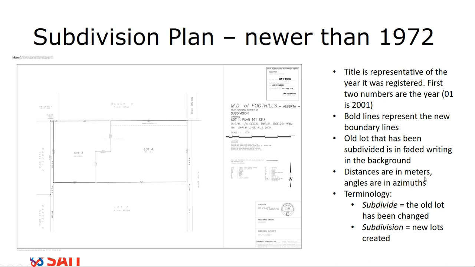The distances here are in meters. Okay, so now we moved into the metric system, so we use meters, and the angles are actually in azimuths, so we're not dealing with quadrant bearings anymore. So if you're having to look at two different plans and trying to put them together to do your survey, you need to do those conversions. And that's why unit conversions are so important in this class.